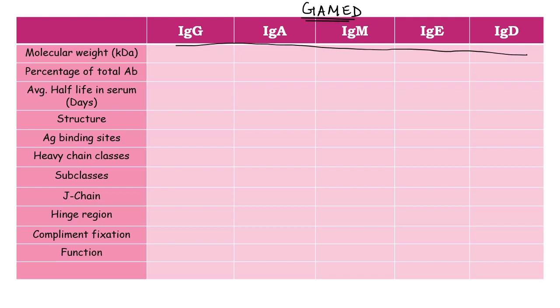Some of the features such as heavy chain classes, subclasses, J chain, hinge region, complement fixation, function, etc. You will come across these things several times while doing your immunology paper, so you will eventually memorize them, and this table is just to help you quickly revise. But some characteristic features such as molecular weight, percentage of total antibody, and average half-life of all these immunoglobulin are the things that you need to memorize. When you read these things in a particular sequence, you are able to memorize them for a longer period of time.